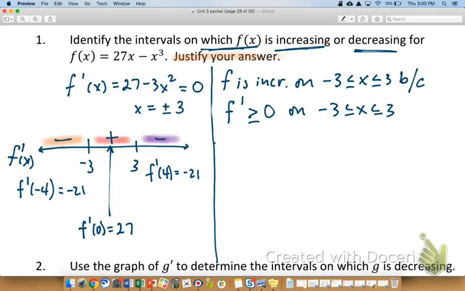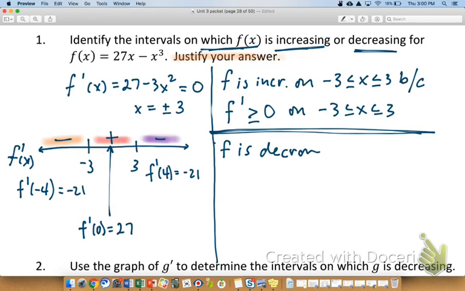Okay, and then the other one, we were also asked where is f decreasing? So of course there's not just one interval where f is decreasing, right? There's two. So I'd say f is decreasing on those two intervals. It would be -infinity to -3 and 3 to infinity. Can you use the brackets and parentheses? Sure. Totally.